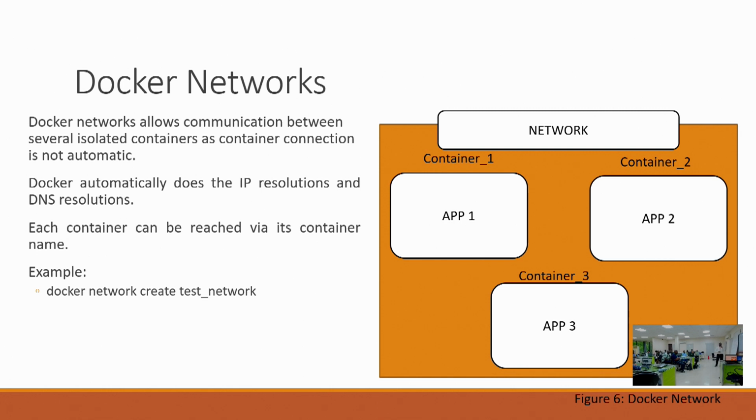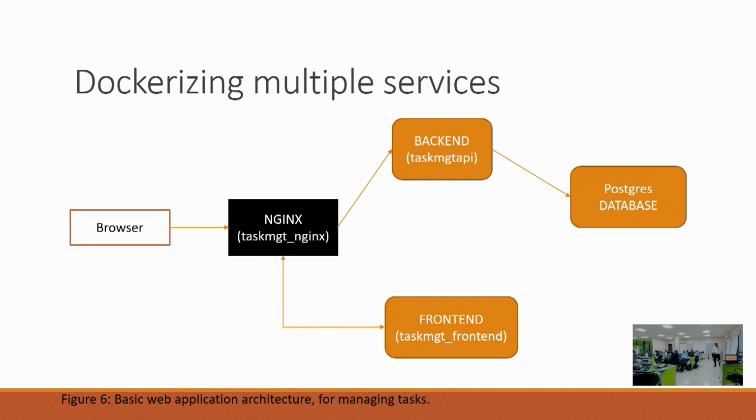So to create a network, you do docker network create, and then the name of the network. I think that will be the next thing, practicals.